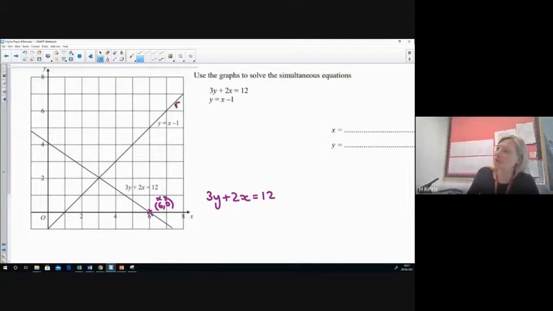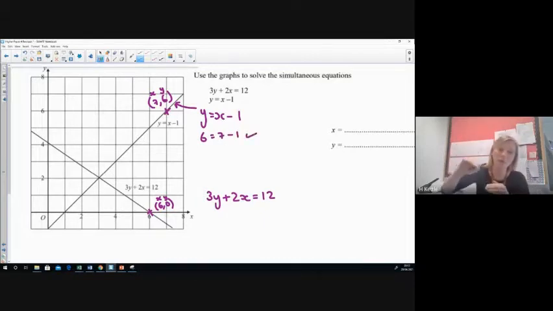Same with this line. This line is y equals x minus 1. If we pick any coordinate on that line, it will make this equation work. So let's pick this coordinate, for example, which is 7, 6. It has an x coordinate of 7 and a y coordinate of 6. So 6 equals 7, take away 1. Well, yes, it does. And every single coordinate on that line will make that equation work.